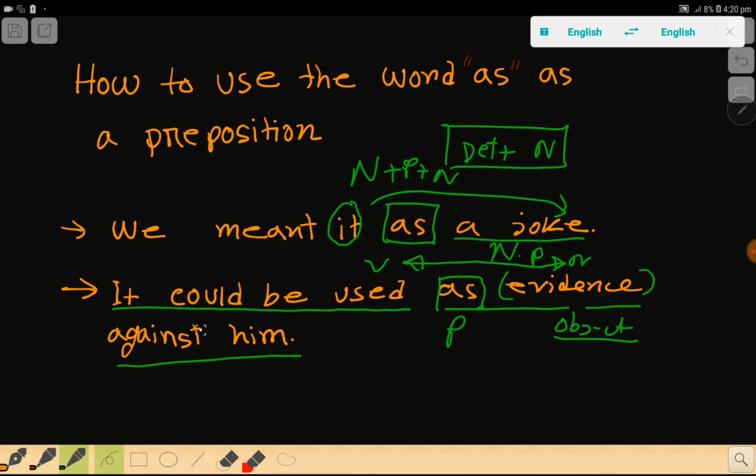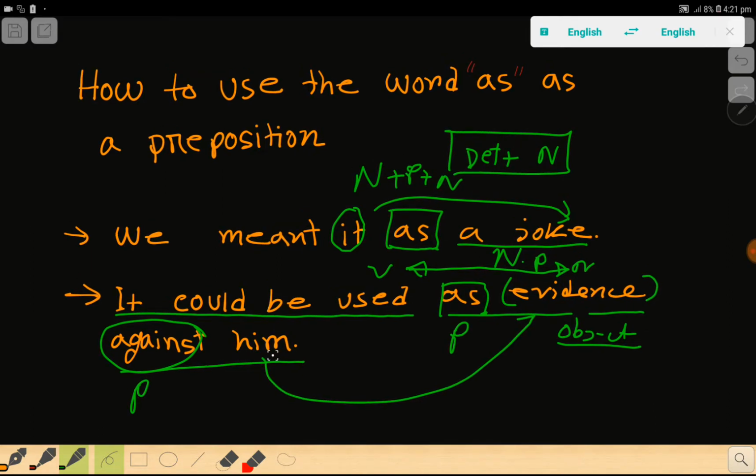Look, "against him". Here "against" is also a preposition because it has an object which is "him", and it is making a relationship between two nouns. One is "him" and another is "evidence". Actually this "him" is a pronoun.